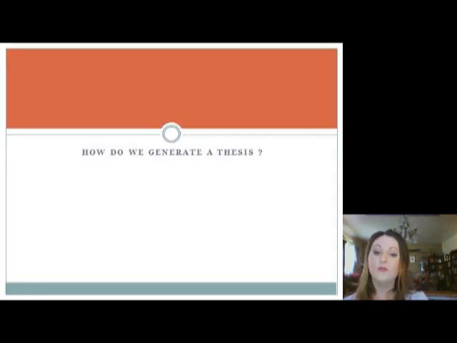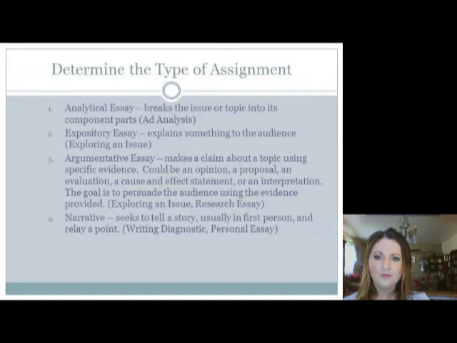Okay, so the first question we have to ask: how do we generate a thesis? The first thing I tell my students to do is to determine the type of assignment. You can see here there are different types of assignments that one might write. I give examples from the class that I normally teach at Penn State, but I have 4 different types of assignments that one might write.